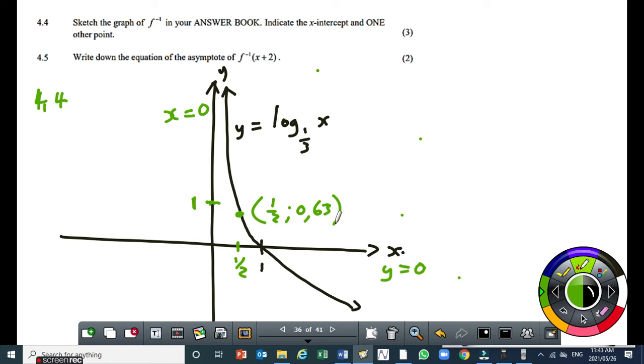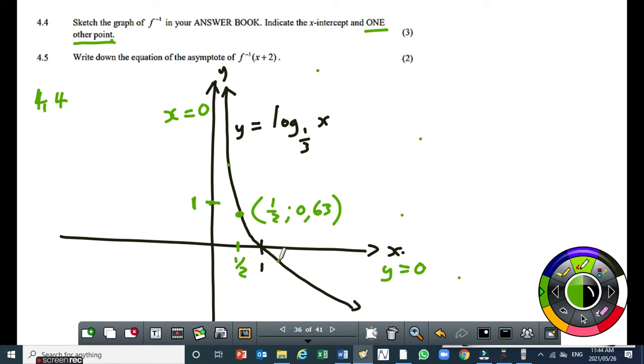As long as that point is along the graph. Please, there is no specific group as to which point you are supposed to hit. That's your choice. Yes, you can have your point here, you can have it there, as long as the x value and its corresponding y value are correct. Alright? So that's 4.4. Then 4.5 now.